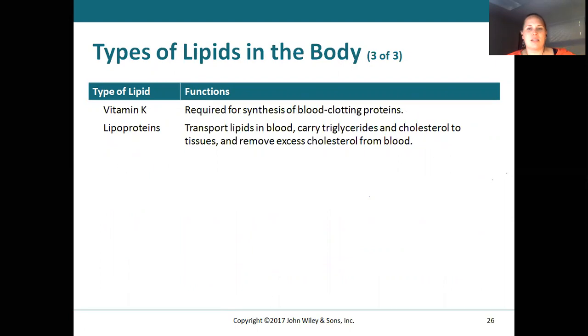Very last slide here for types of lipids: vitamin K and lipoproteins.